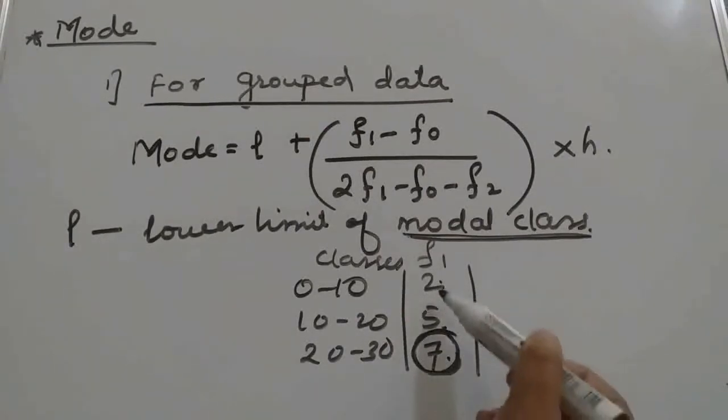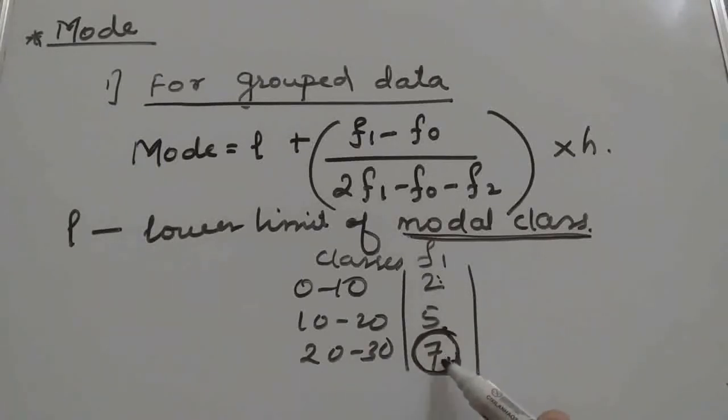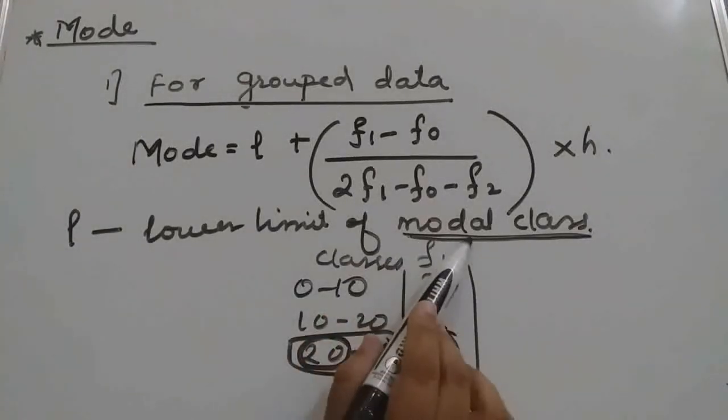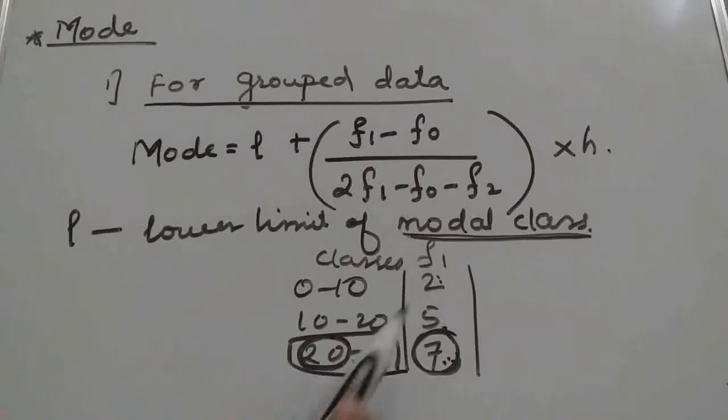See, 2, 5 and 7. 7 is a bigger number than 2 and 5, so that frequency is large. So the corresponding class will be the modal class, and the corresponding lower limit we can take as L. Understood? So what is L? The lower limit of the modal class, and the modal class we can take as the class of highest frequency.